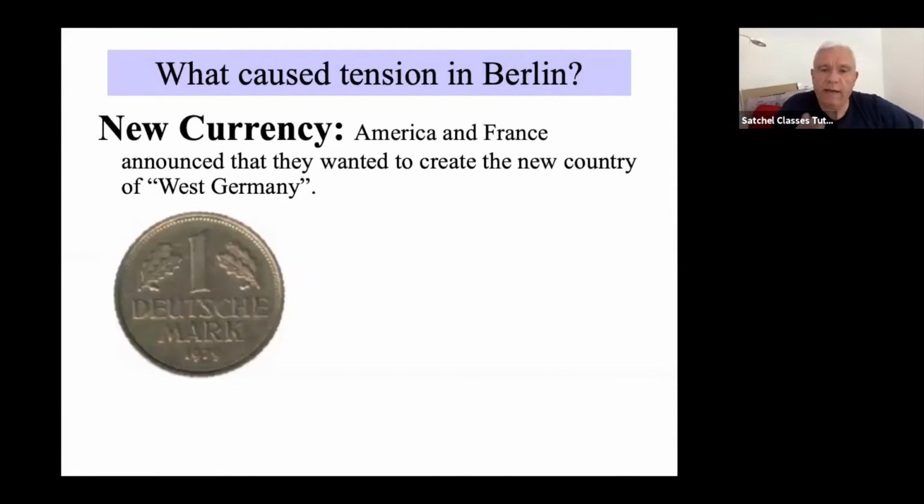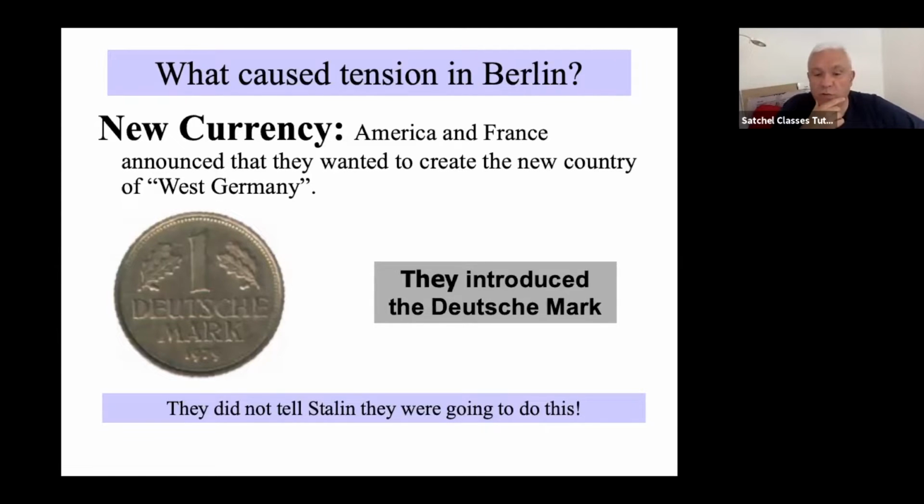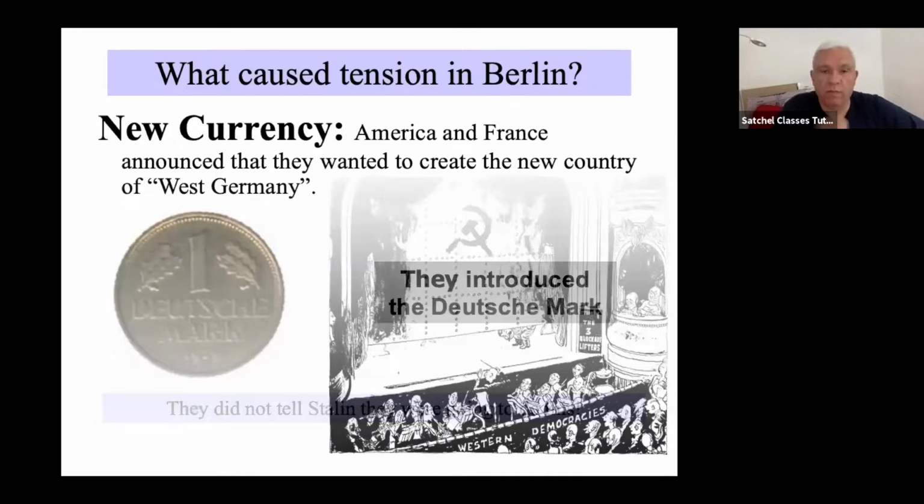Okay, and they introduced a new currency. This really did upset Stalin. They introduced a new currency in West Germany, on the Western side, called the Deutschmark, and they didn't tell Stalin they were going to do this. And of course, this is an indication that they're going to stay, that it's going to have a new currency. With the introduction of the new currency, it was a step too far.